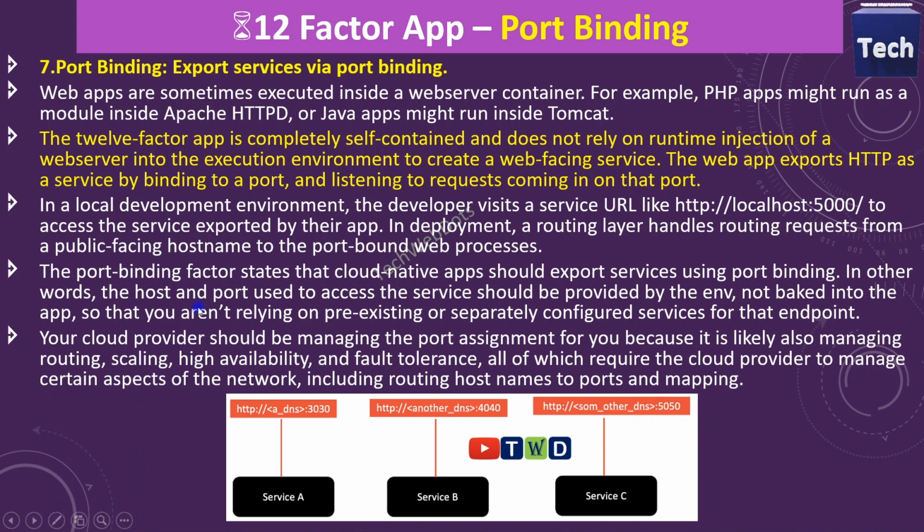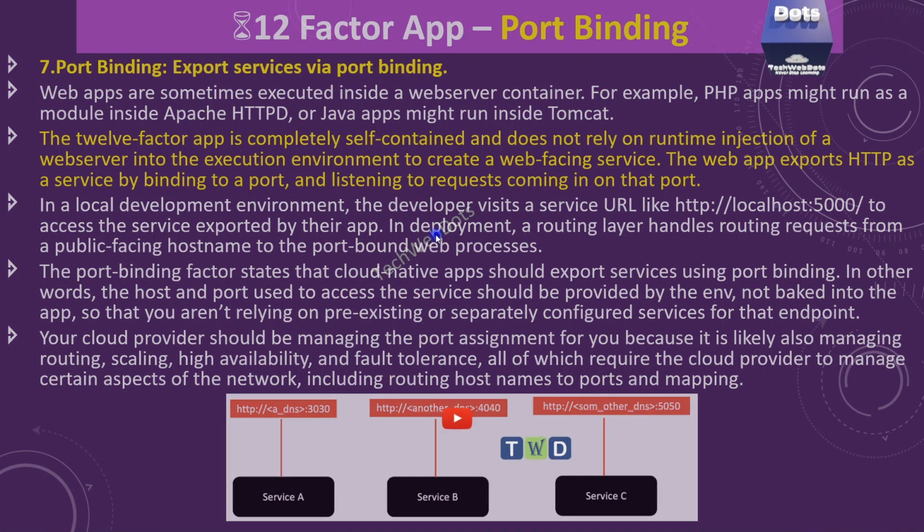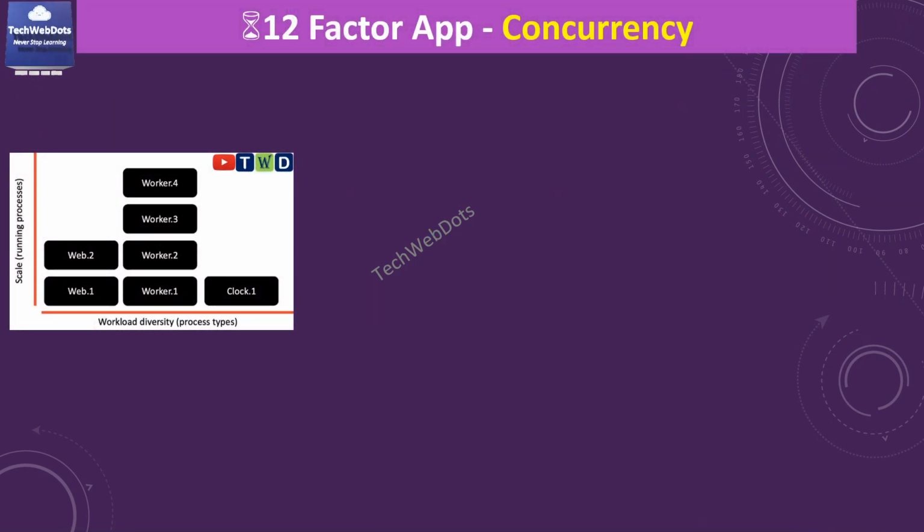So your cloud provider should be managing the port assignment for you, because it is likely also managing routing, scaling, high availability, which means you are deploying your application in multi-AZ, and fault tolerance, all of which requires the cloud provider to manage certain aspects of the network, including routing host names to ports and mapping, right? So this step is again very important, right? Every principle plays a very important role. So every service is exposed via the URL and the port.